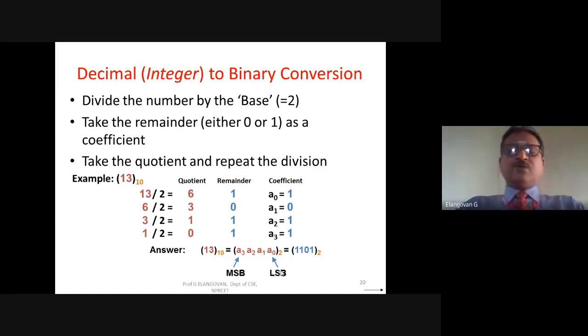And here we want to introduce two terms, most significant bit and least significant bit, that represent weightages. The coefficient A naught is going to represent the least significant bit.